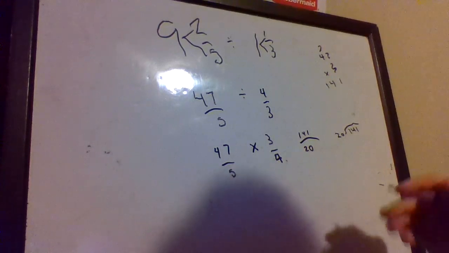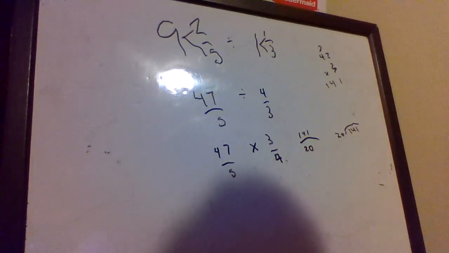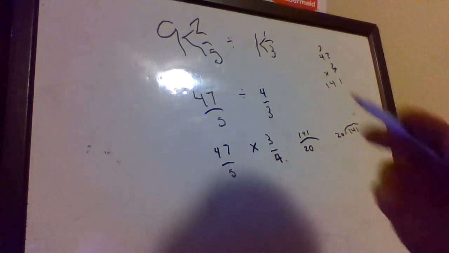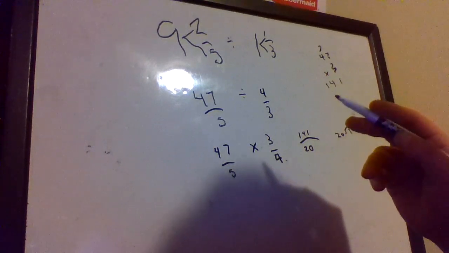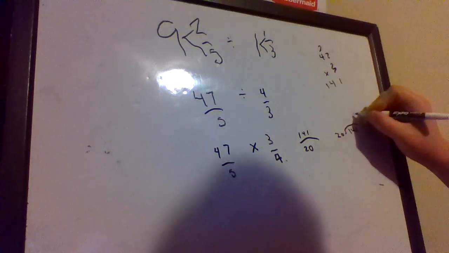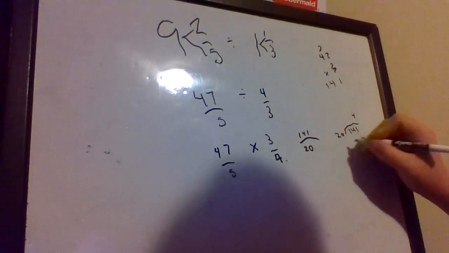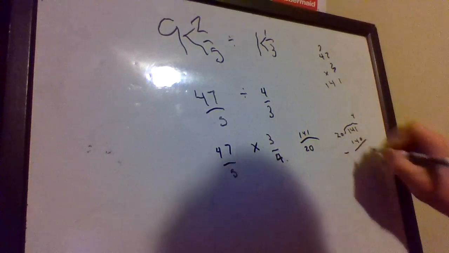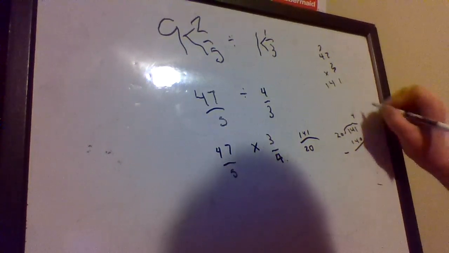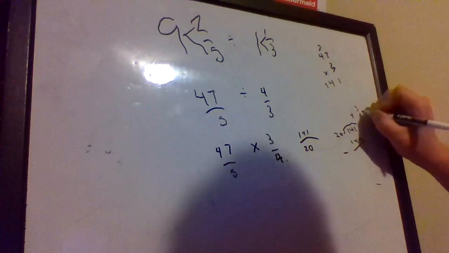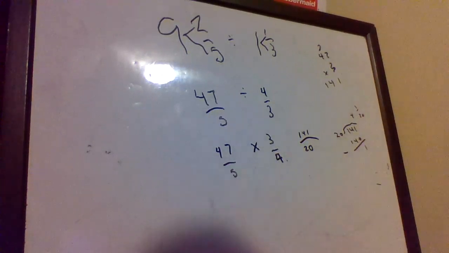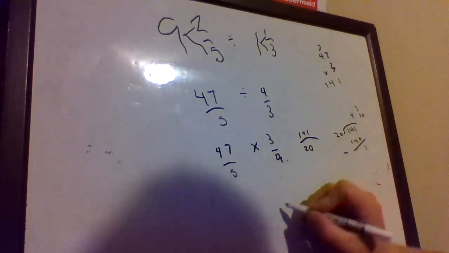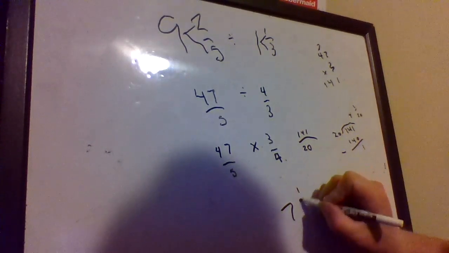So we know 20 goes into 100 5 times. And 100 plus 20 is 120. So that's 6 times. And 120 plus 20 is 140. So that's 7 times. So 7 times 20 is 140. And when we subtract that, we've got 1 left over. So we have 1 over 20. So our final answer to 9 and 2/5 divided by 1 and 1/3 is 7 and 1 over 20.